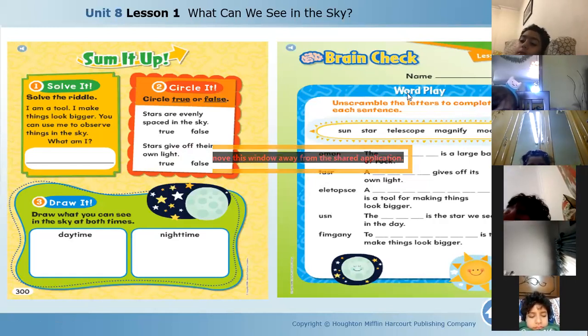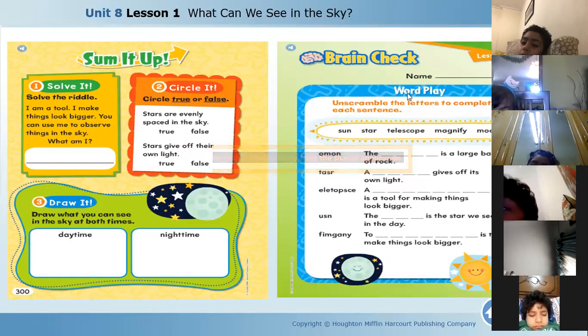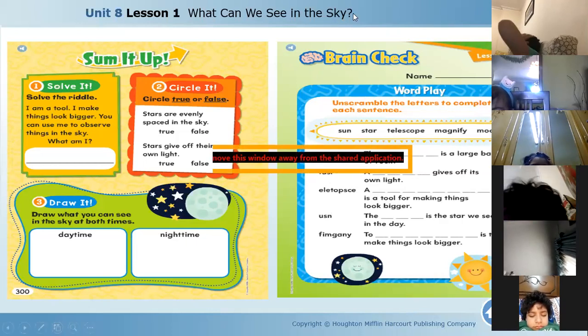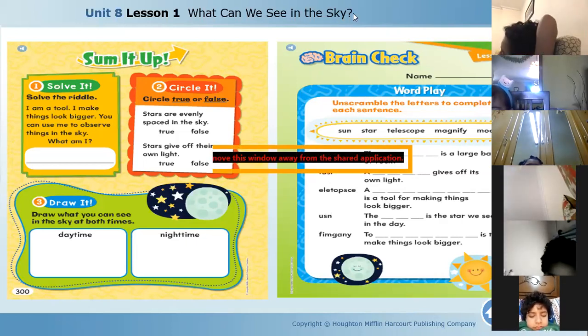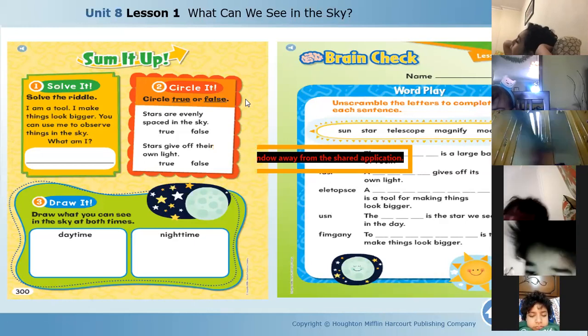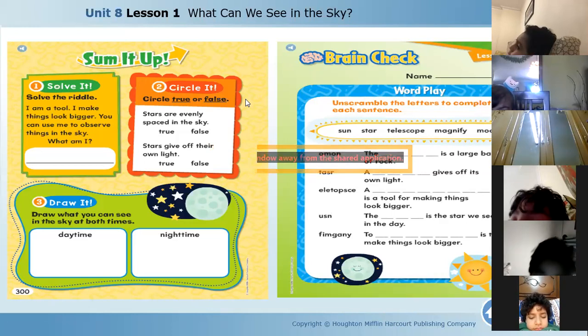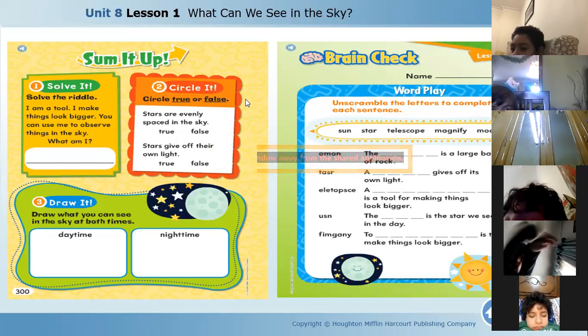Rahim, a blank is a tool for making things look bigger. Rahim, I'm unmuting you. Do not click on anything, please. I kept on unmuting you, but there is something wrong. Farida Mahmoud, try to fix it, ya Rahim, please.